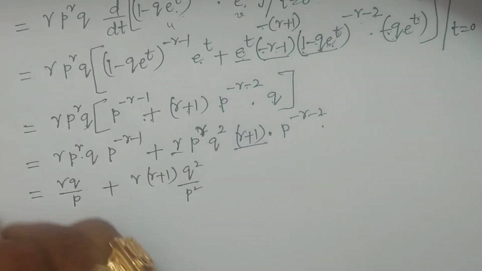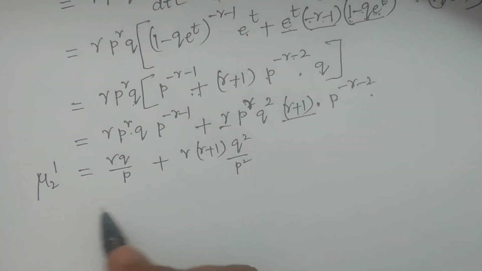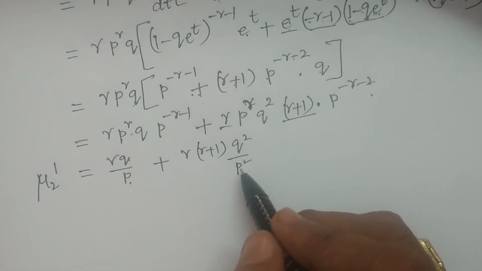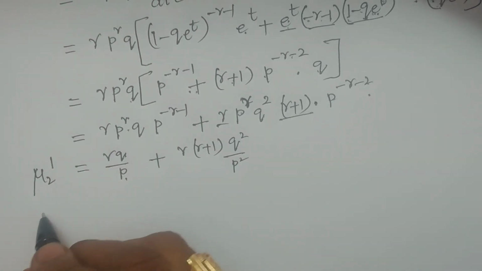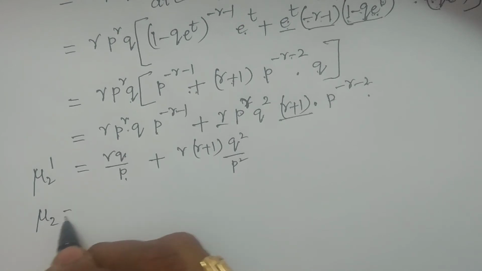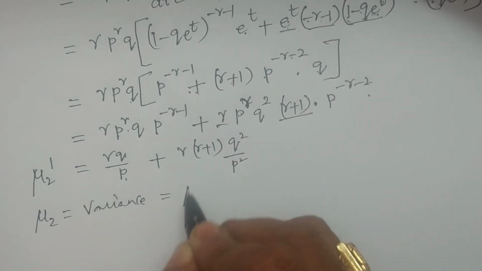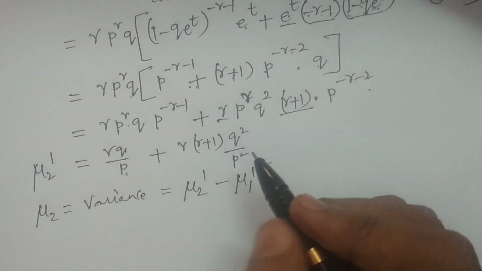So this is what mu 2 dash is. Mu 2 dash is equal to rq by p plus r into r plus 1 into q square by p square. This is mu 2 dash. So still we have to calculate the variance. Variance is mu 2. So mu 2 is equal to mu 2 dash minus mu 1 dash whole square.